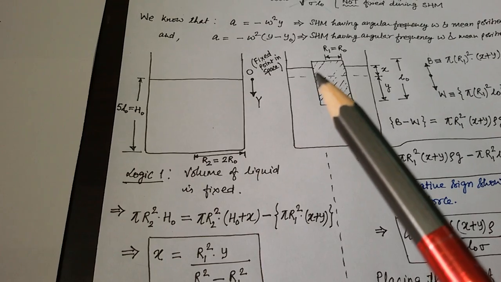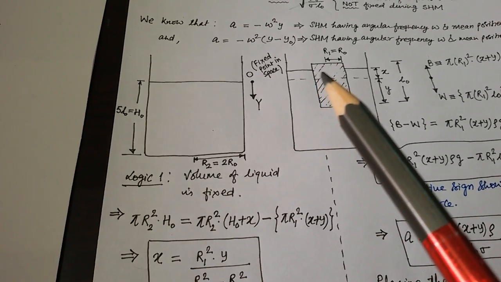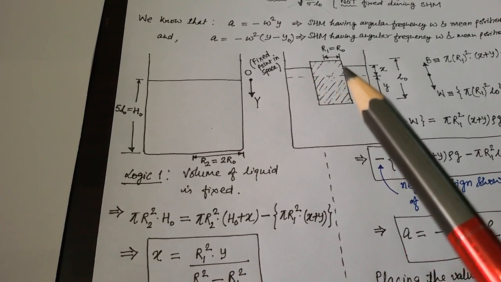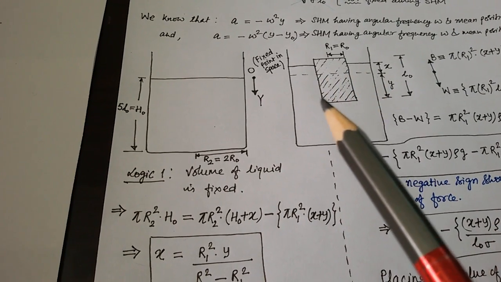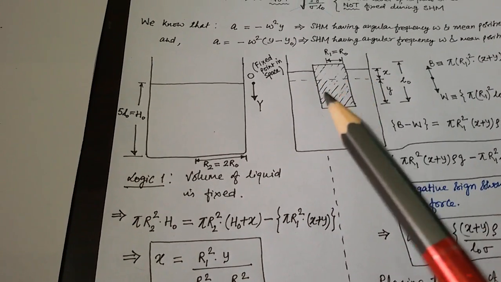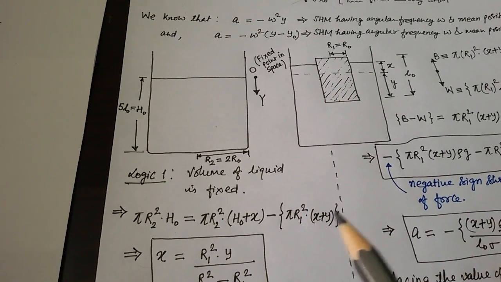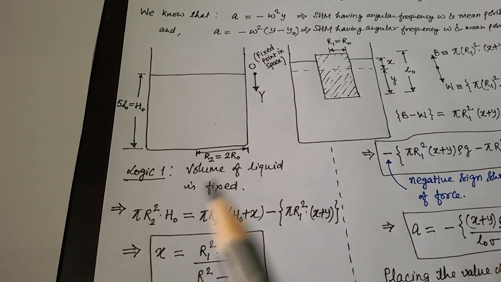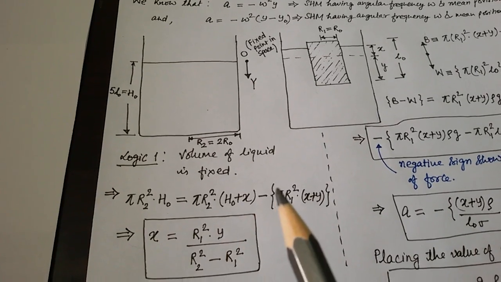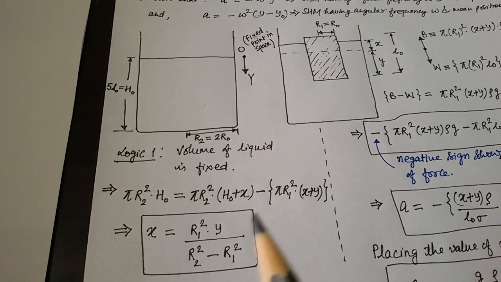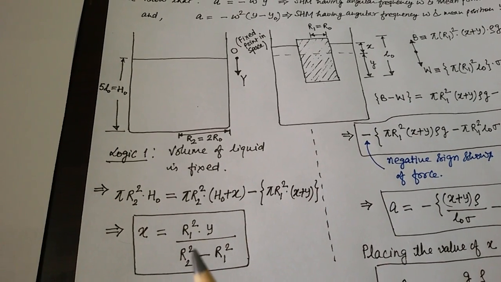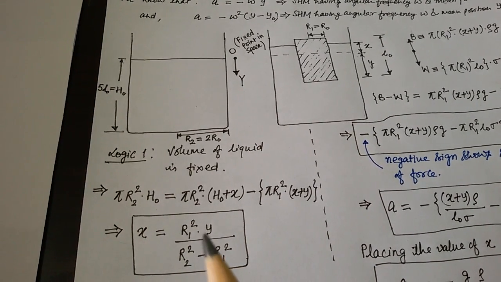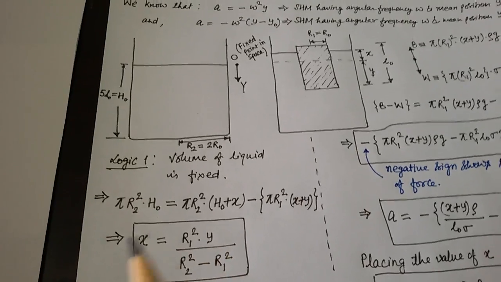What is this pi r1? This is, see carefully, this volume, right? So this volume equals this volume. Simplifying this equation, we are getting x equal to r1 square y upon (r2 square minus r1 square). Because we are going to get some equation for SHM, we must know the relation between x and y.